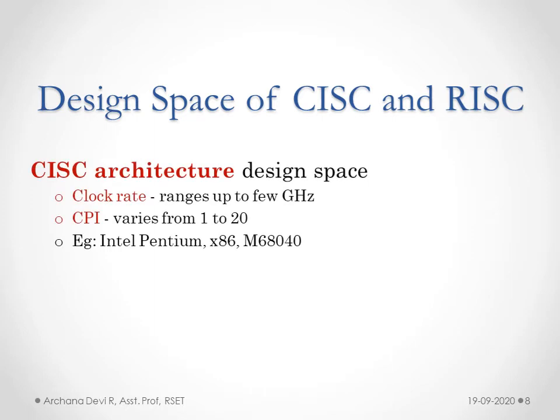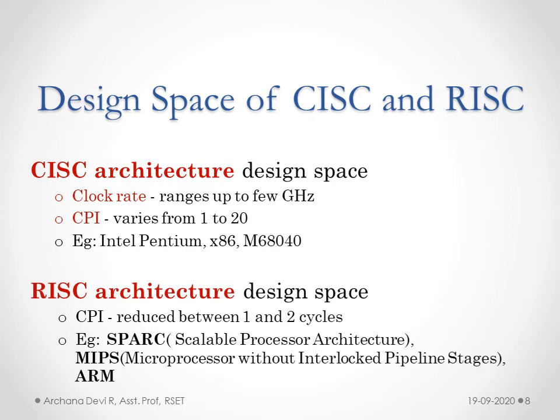So for the design space of CISC and RISC, in CISC architecture, the clock rate ranges up to a few gigahertz, whereas the CPI varies from 1 to 20. A few prominent examples are Intel Pentium, x86 and the M6 Motorola family. Then under RISC architecture, the design space has a higher clock rate and the CPI is reduced to between 1 and 2 clock cycles. Some of the prominent examples are SPARC, Scalable Processor Architecture, MIPS, microprocessor without interlocked pipeline stages, ARM architecture, etc.